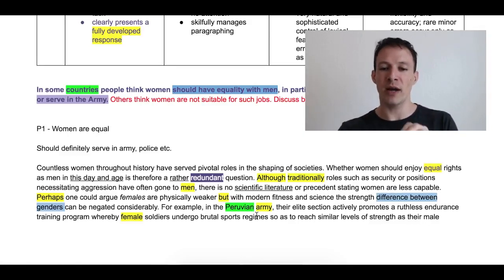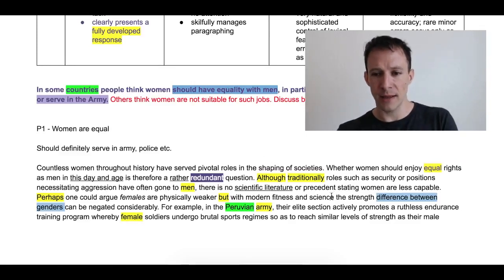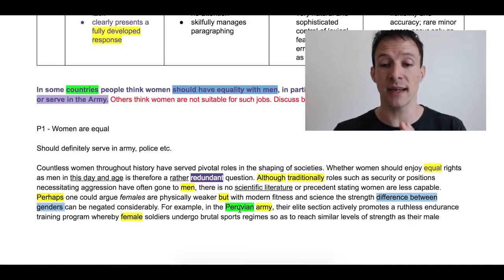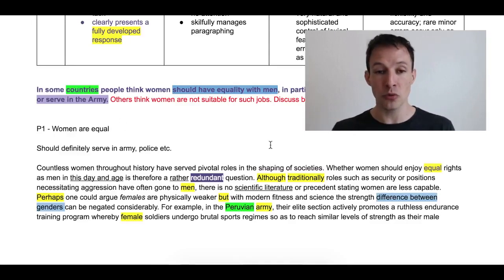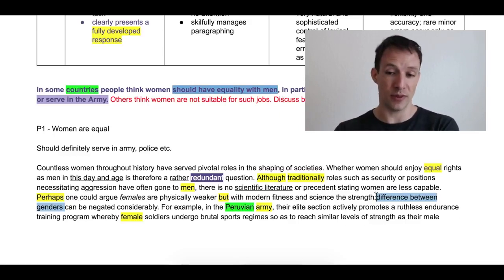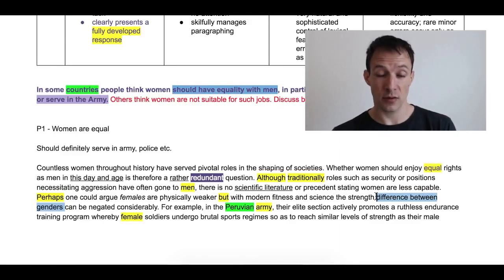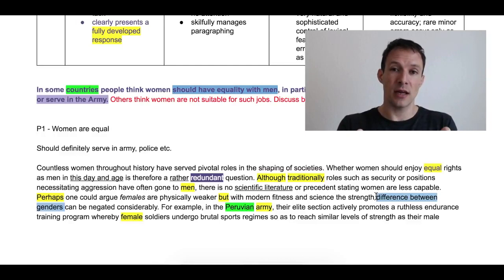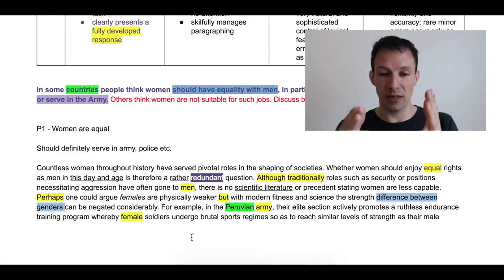So as you can see, all the parts in yellow refer to the fully developed response, and also refer back to the question because I'm keeping on topic. The green bit, I'm talking about Peru, it's talking about countries. Also, it says in the question, should have equality with men. And then here, one way I managed to say the same was difference between genders. This just helps with lexical resource, but I'm keeping on topic. I'm trying to avoid using words directly from the question, but I'm keeping on topic.